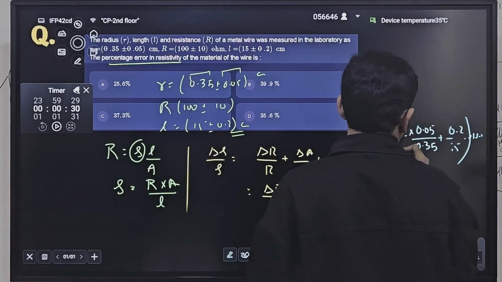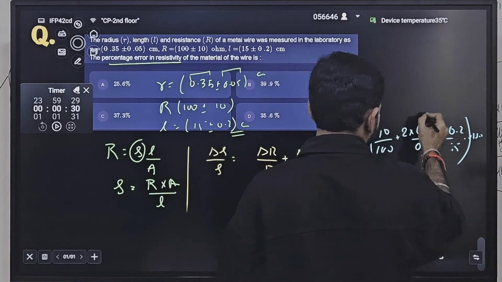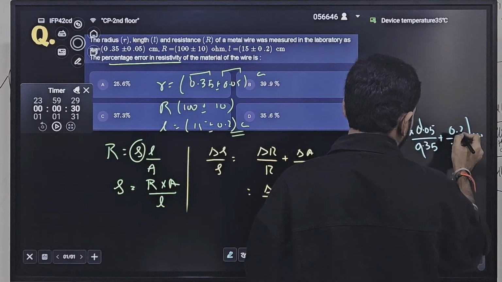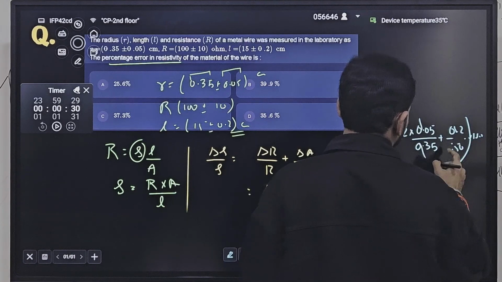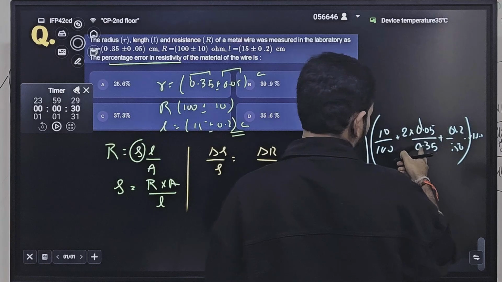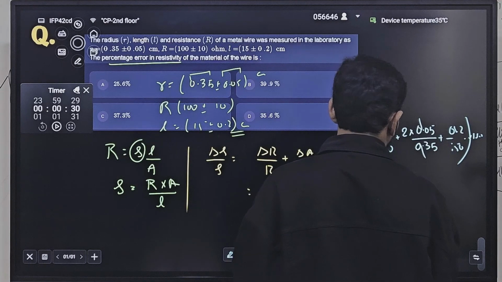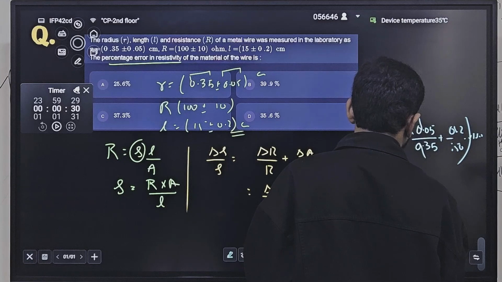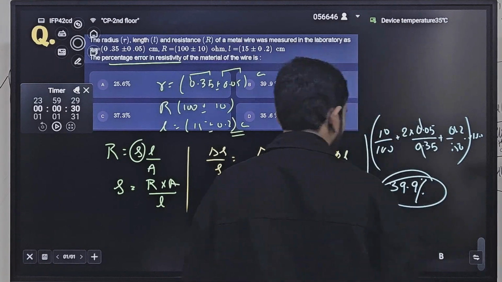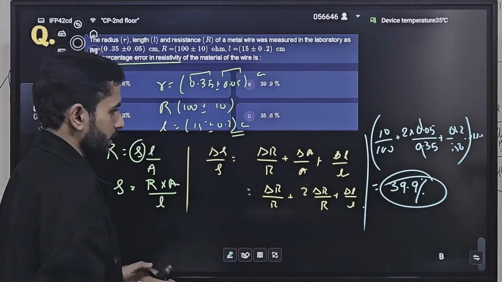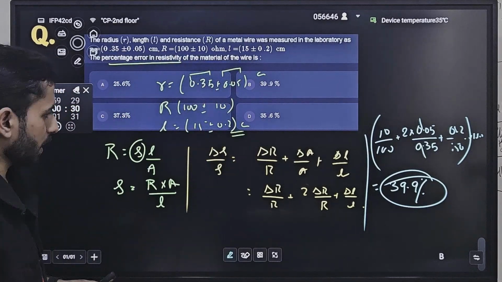Now solve it. This 100 can be taken here also. This decimal will be going, this decimal will be going, and here it can be written as 150. And then when it is multiplied, from 35 this can be given as 7. This will be somewhere about 39.9%. You can do the calculation and cross check it. The answer will be coming nearly 39.9.